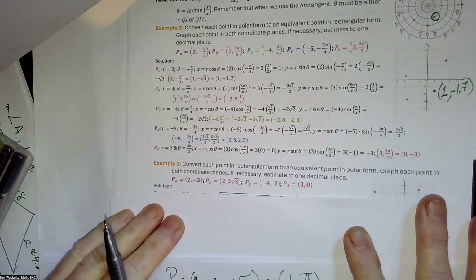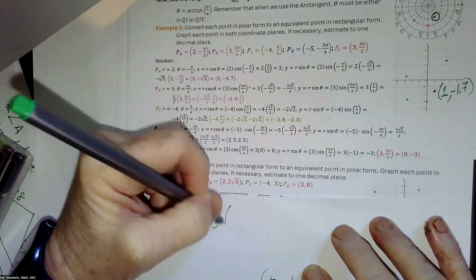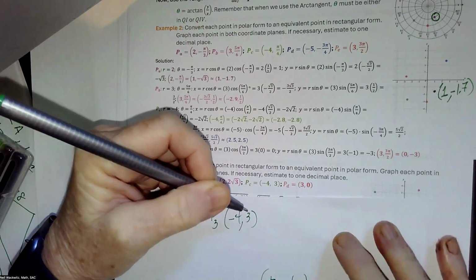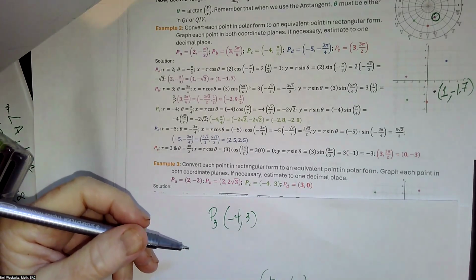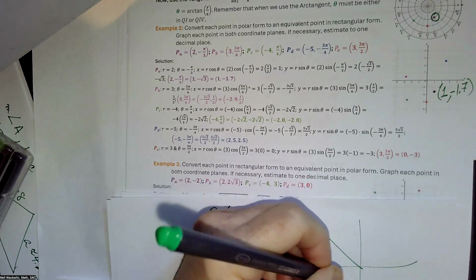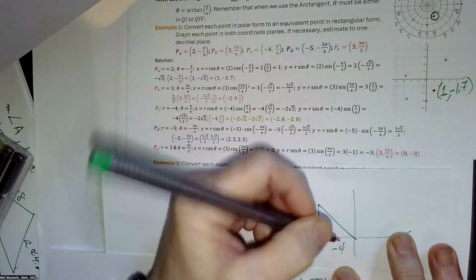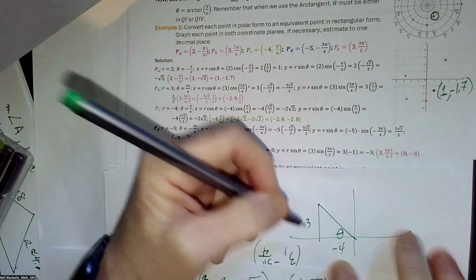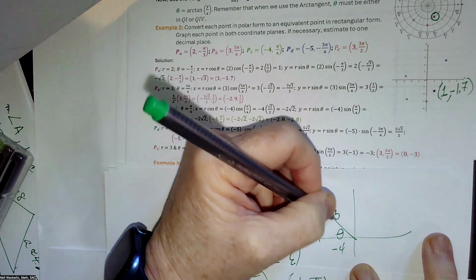Point C is negative 4, 3. Well, that's kind of not horrible. It's a 3, 4, 5 triangle. So I know R is going to be 5. Let's go ahead and write it out. A is little 4, negative 4. B is 3. And I know that 9 plus 16 is 25, and the square root of 25 is 5.